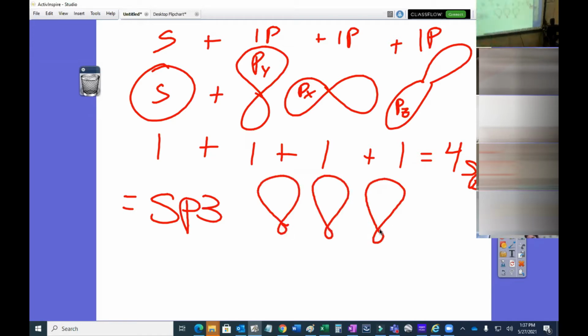Okay. This is all in my notes for the last 2 days. I hope you've been studying my notes. That was your instructions. Let's talk about what shapes these things make.